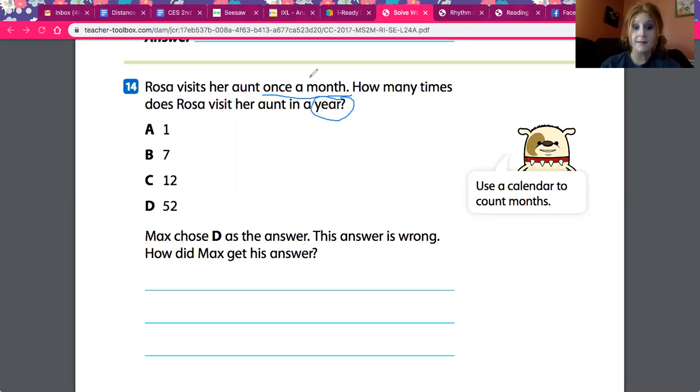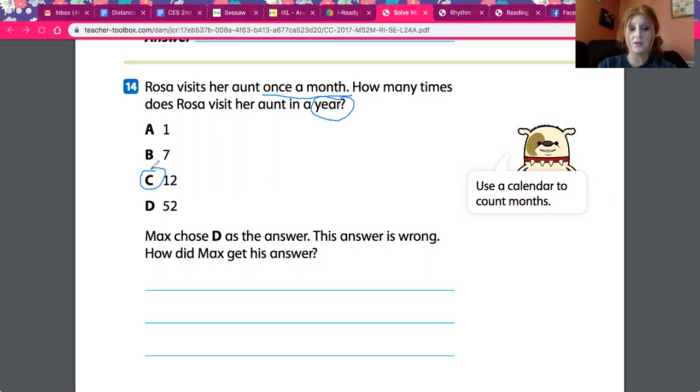Well, how many months are in a year? If you don't know off the top of your head, you could name them off and count them, okay? January, February, March, April, May, June, July, August, September, October, November, December. 12 months. So if she does it one time every month, then she is going to visit her aunt 12 times.